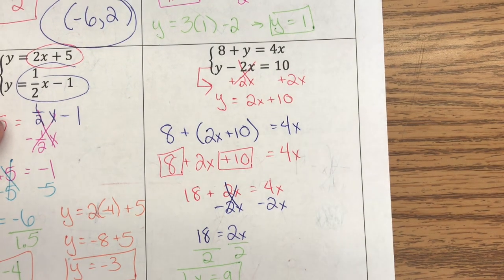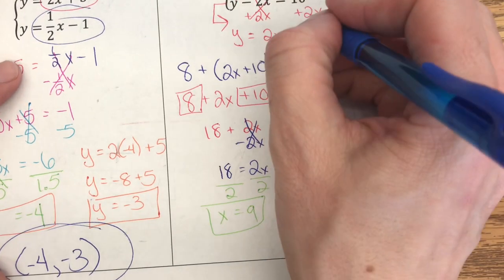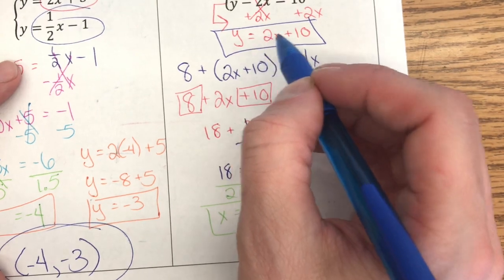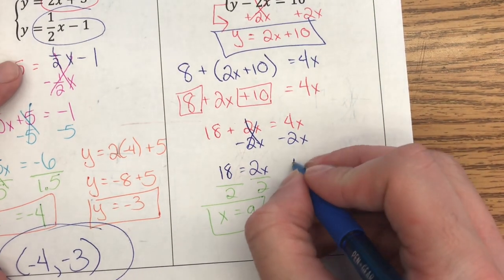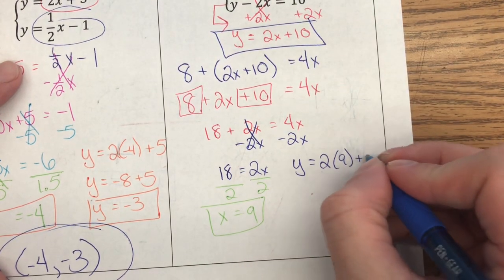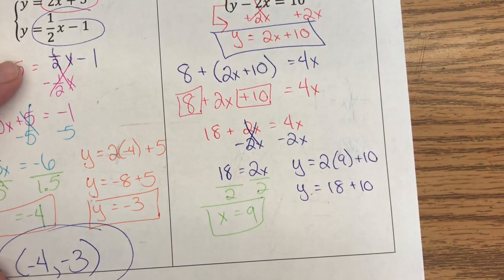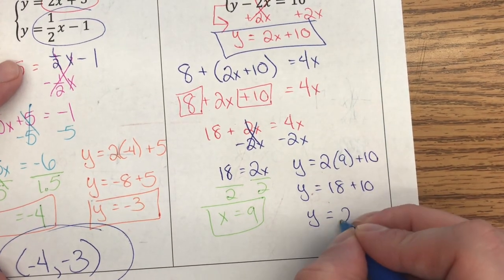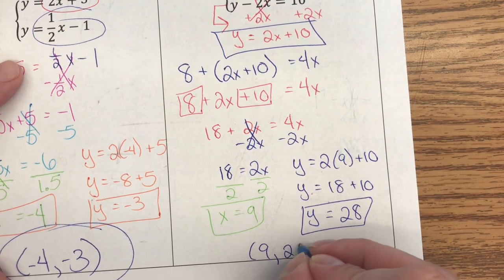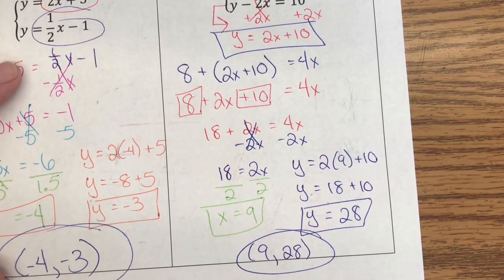Now that I have x figured out, I can find out y by plugging it into this red equation that I came up with here. So if y equals 2x plus 10 and x is 9, I can write out y equals 2 times 9 plus 10. 2 times 9 is 18. 18 plus 10 is 28. If x is 9 and y is 28, I have the point 9, 28.